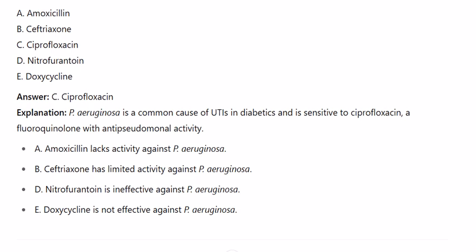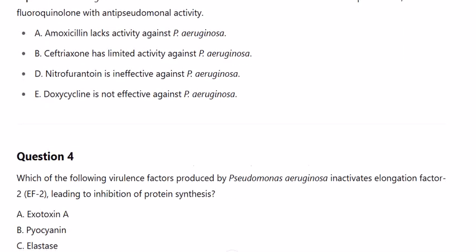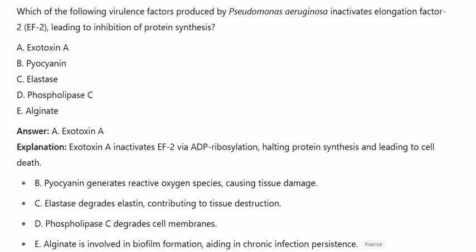Question 4. Which of the following virulence factors produced by Pseudomonas aeruginosa inactivates elongation factor 2, EF2, leading to inhibition of protein synthesis? A. Exotoxin A. B. Pyocyanin. C. Elastase. D. Phospholipase C. Answer A. Exotoxin A. Exotoxin A inactivates EF2 via ADP ribosylation, halting protein synthesis and leading to cell death.